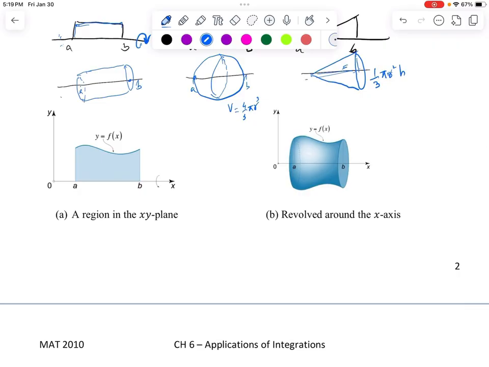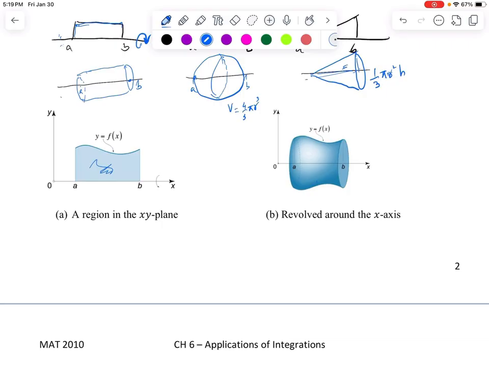But what if we get a shape like this? We have this region, and we revolve it around the x-axis. What happens? We get a shape like that. How do we figure out the volume of this shape?